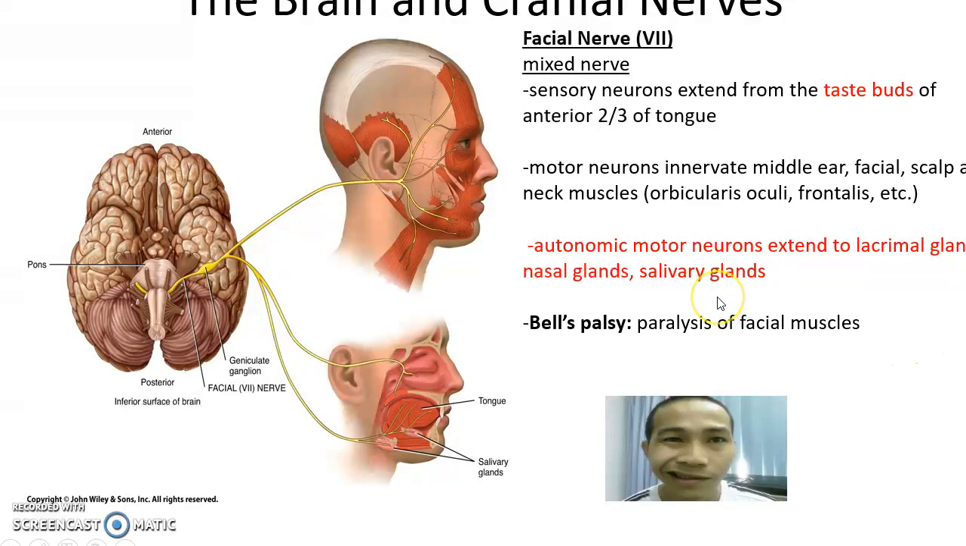Bell's palsy is when you have damage to one of the facial nerves, leading to the inability to use one half of the face's facial muscles. So this guy's trying to give you a big smile.